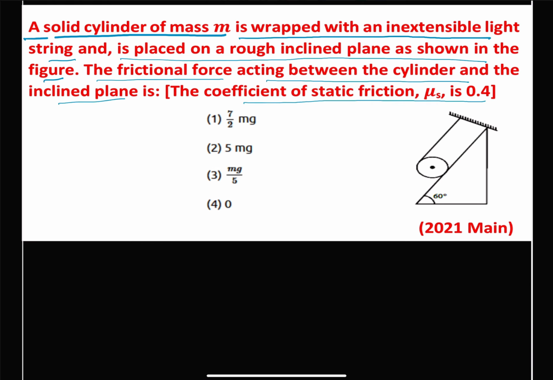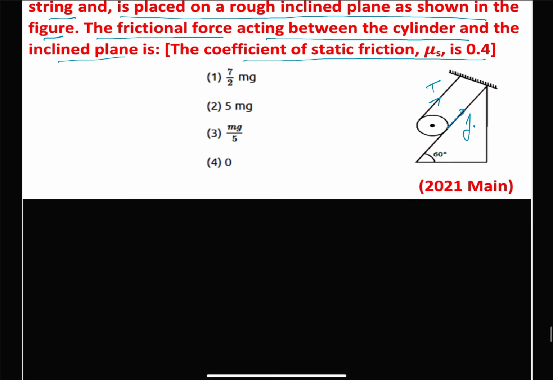So in this figure, you can clearly see there will be a force of tension acting in the upward direction, and this solid cylinder will try to roll in the downward direction. So we are going to have a force of friction acting in the upward direction. This is the basic forces other than your mg and everything. And let me draw the mg also.